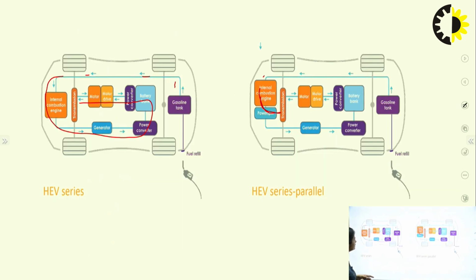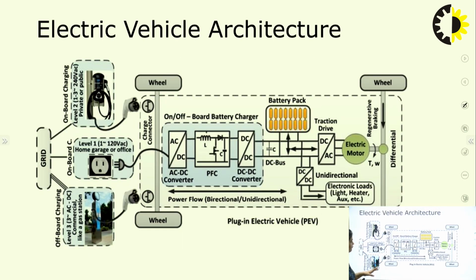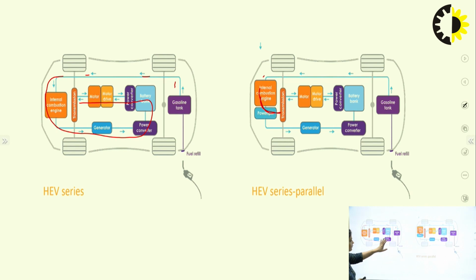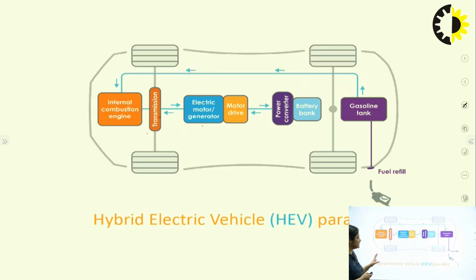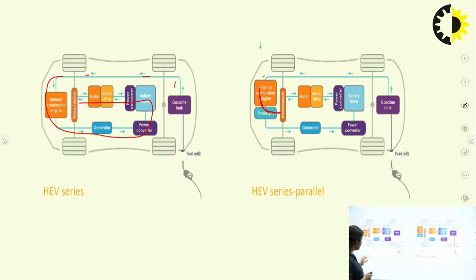Now we'll come to the architecture of this kind of hybrid electric vehicle. It can be classified into three: parallel, series, and series parallel.